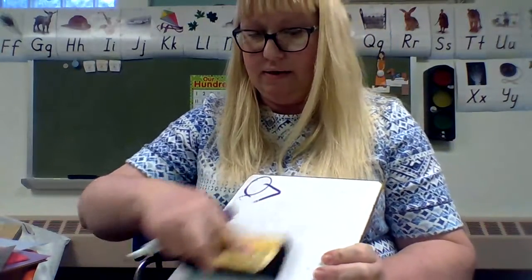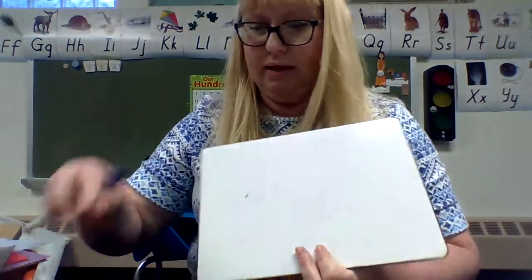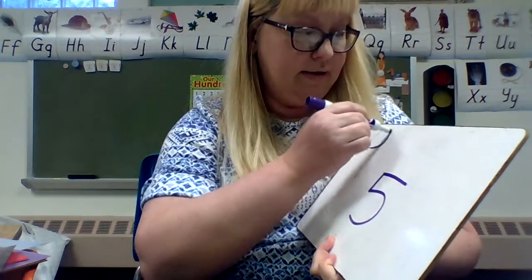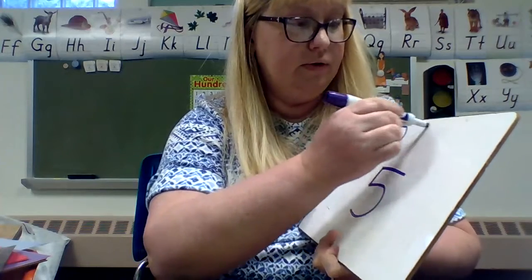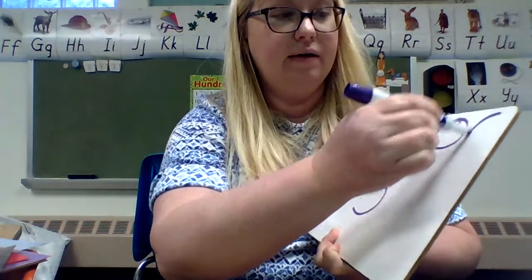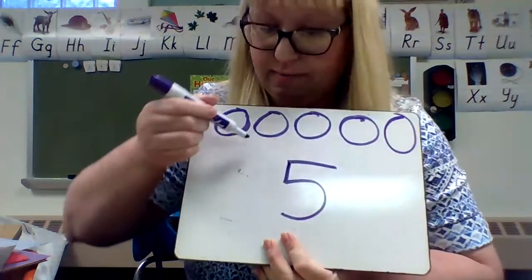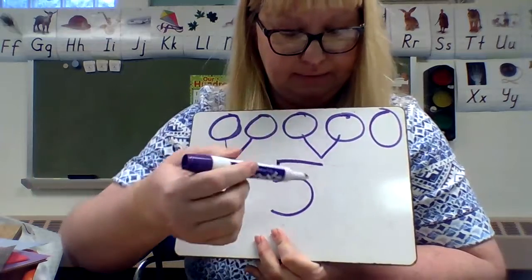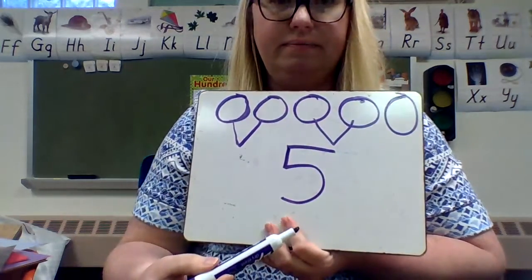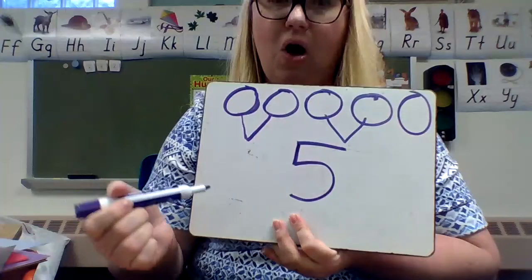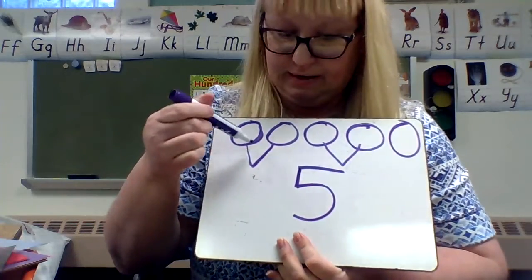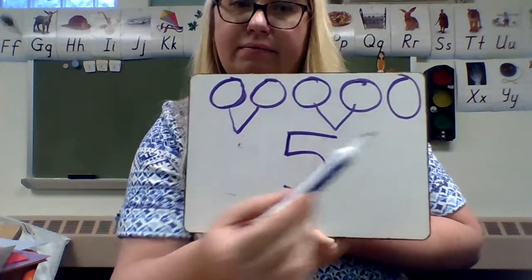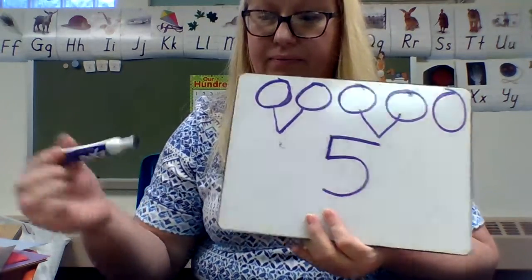Let me do another one. Let's try 5. 1, 2, 3, 4, 5. All right, let's partner them up. This guy has a partner. This guy has a partner. Does he have a partner? No. So 5 is an odd number. We have to have the partners together, and when they don't have one, he's the odd man out. 5 is an odd number.